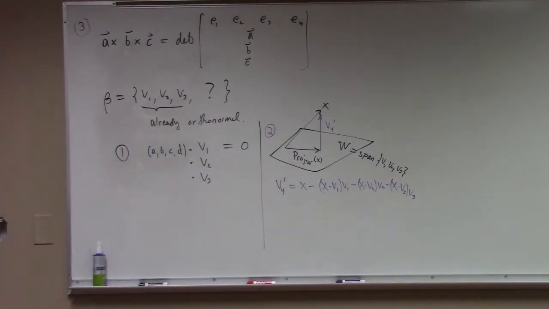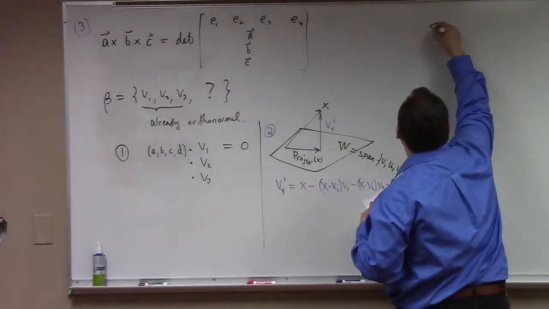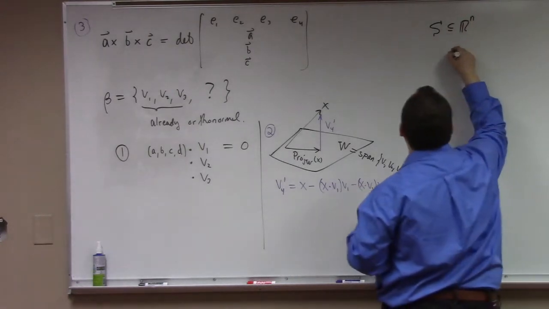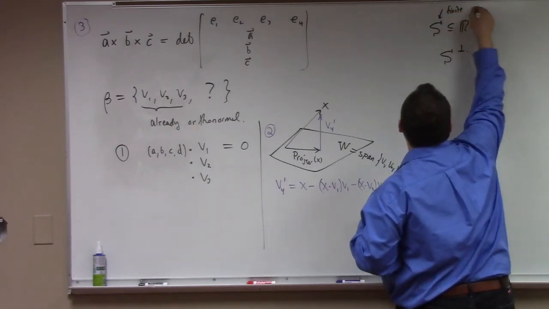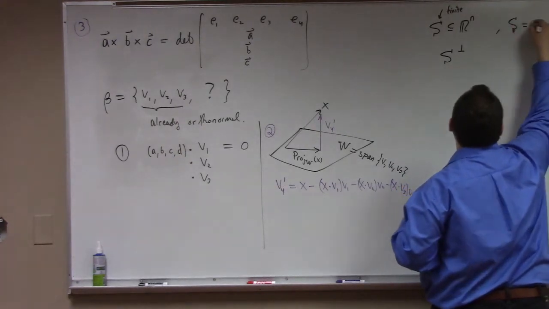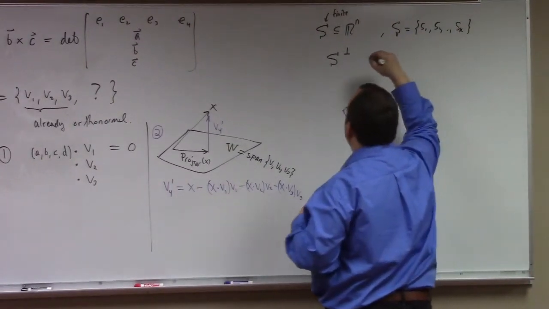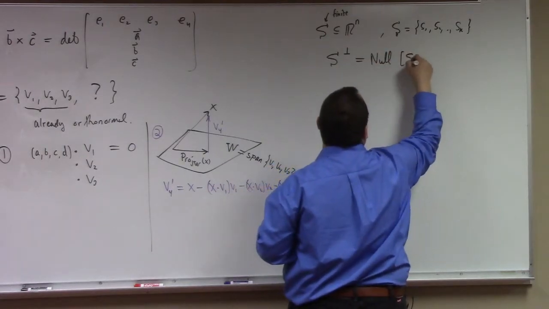But that's one of the really nice things. If you look at what we've done, there's one very important tool, and I didn't spend a lot of time on this, but it's so important. If S is a subset of Rn, and suppose this is a finite set, say S equals S1, S2, up to K vectors, then the perp of S is the null space of the matrix of S transposed.